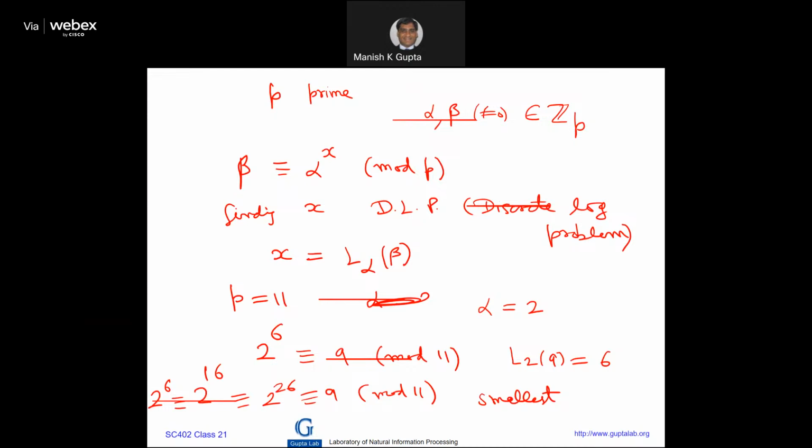One intuitive idea, just think about it: beta is equal to alpha raised to x, and I have to find x. How do we do that? One way could be, because everything is finite, we take alpha, raise it to some power, and see if it is equal to beta. Then some other power, and see. That kind of thinking will evolve into a precise algorithm, which I am going to show you.